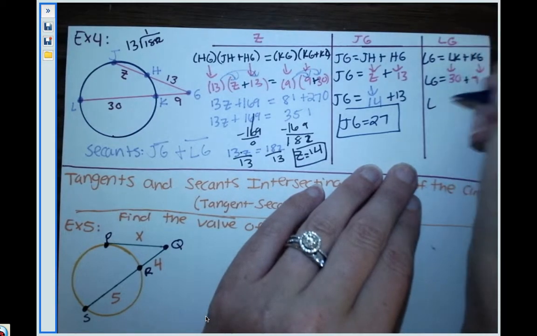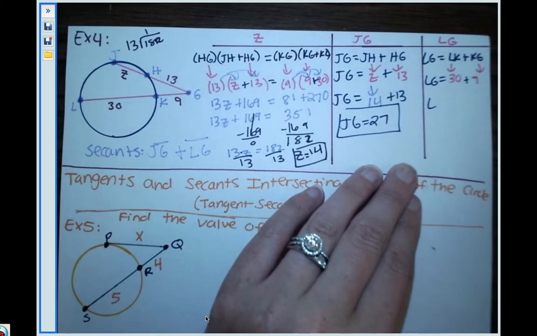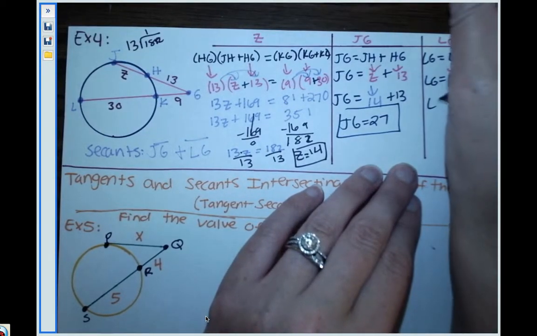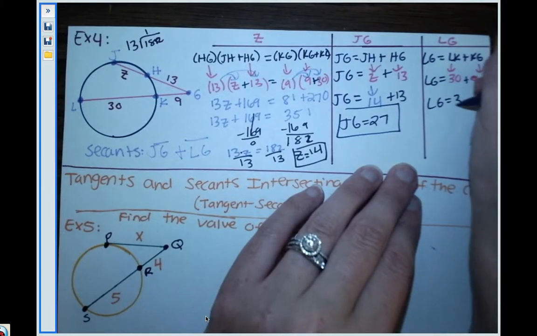And guess what, you guys? 30 plus 9, that's a 9. I know that does not look like a 9. Jeez, Miss Long, work on your handwriting. All right, 30 plus 9 is 39.